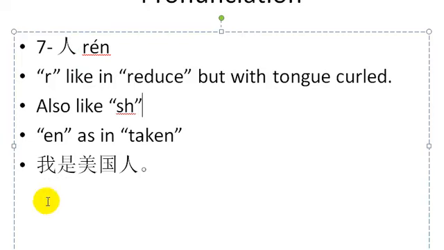And let's try it in the sentence down here. This sentence means I am an American. 我是美国人. Again, 我是美国人. One more time. 我是美国人. Great.